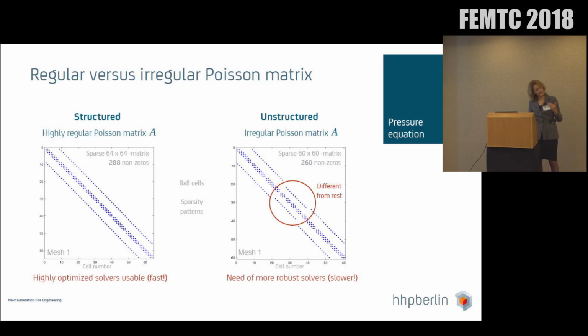If we use the unstructured discretization instead, then this regular shape gets lost. There are regions where we don't have this structure. For this simple example, it looks quite fine. But imagine you have a complex geometry with a lot of internal obstructions, with a lot of walls or complex geometric details. Then the matrix might be very irregular. And then we can no longer apply those highly optimized solvers. We have to use more robust solvers, but they are slower, unfortunately.